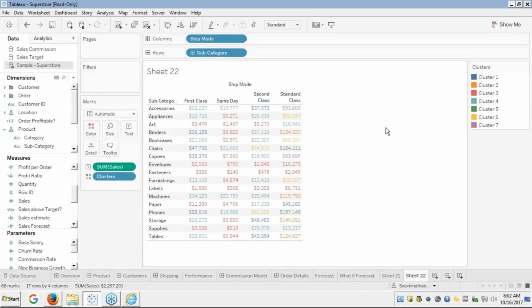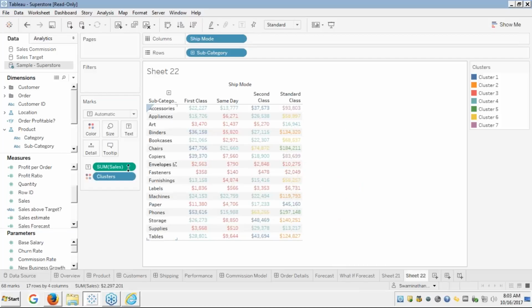Okay. So generally, clusters are added to the colors. So whenever you are creating a cluster, whichever items are related, they are basically grouped or characterized based on the colors. Okay. So you can control the number of clusters, and the number of variables we are using is based on the number of variables put in the columns or the rows shelves.